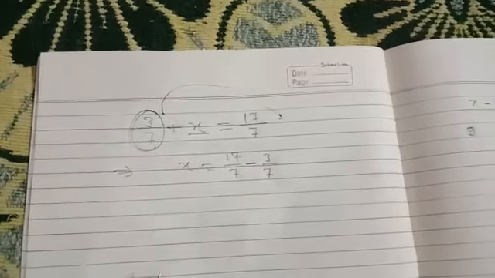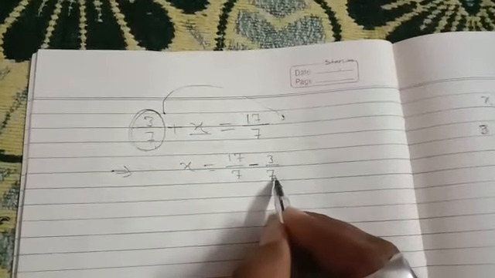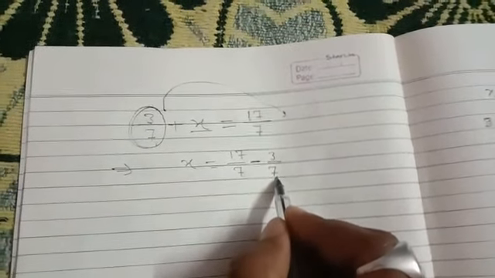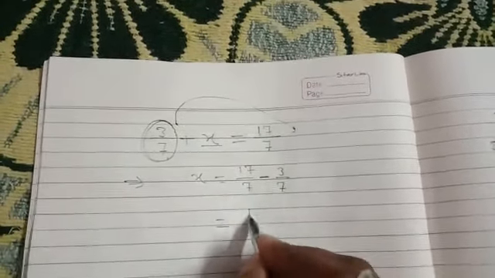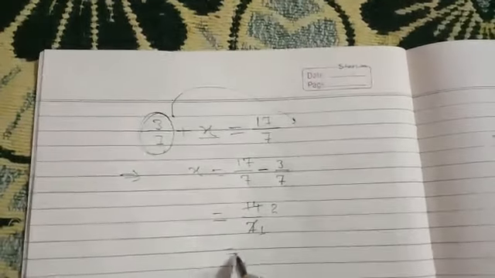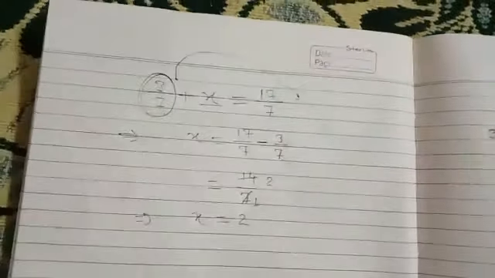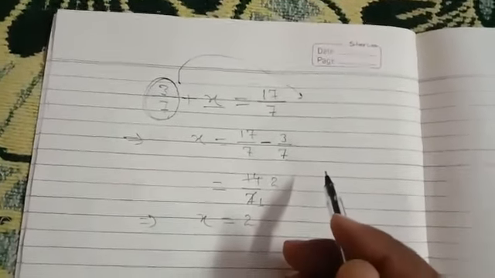Now we have to perform subtraction of rational numbers. 17 upon 7 minus 3 upon 7, the denominators are the same. It means this is ready-made food. Just subtract the numerators, 17 minus 3 gives 14 upon 7, and we can cancel 14 by 7. 7 ones are 7 and 7 twos are 14. So what will be the value of x? x is equal to 2. The very simple transposition method is easier than the inverse operation method.